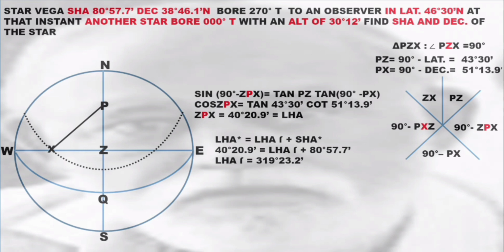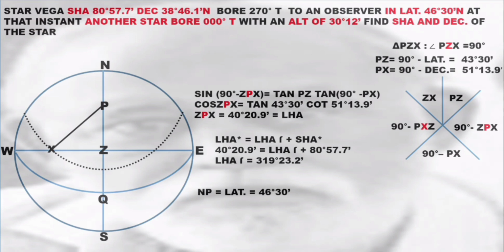Now when the other body is bearing 000, the latitude here is 46. The altitude of this body is only 30 degrees. That means this body is circumpolar. You're seeing it at the lower meridian. Bearing 000, LHA of the other star would be 180.